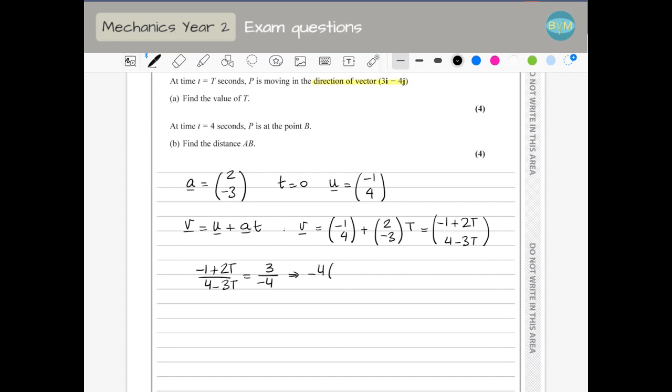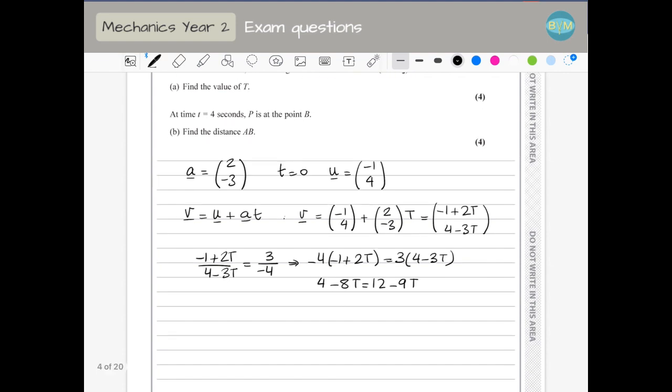If I multiply, I have minus 4 times minus 1 plus 2t is going to be equal to 3 times 4 minus 3t. If I expand the brackets, I have 4 minus 8t is going to be 12 minus 9t. So I have 9t minus 8t on this side and 12 minus 4, 8. So time is 8 seconds. And this is part A.